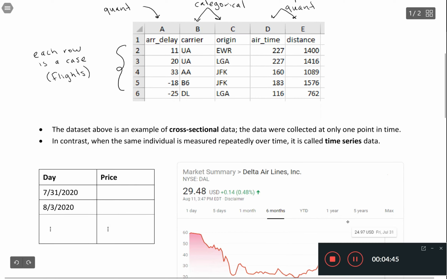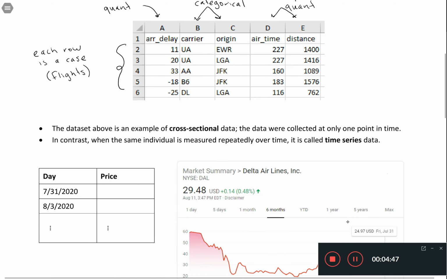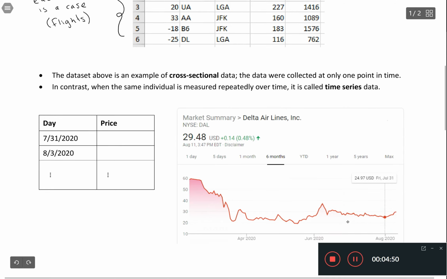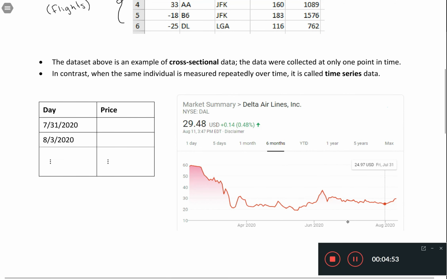In contrast, if we were to look at the same individual being measured repeatedly over time, that's called time series data. So here I have, this is looking at the stock prices for Delta. And so you can see kind of how this is set up. For every day, we're going to be looking at the stock price, seeing how it changes over time. So like Friday, July 31st, the price was $24.97. The next day that was a market day, July 31st is a Friday, so that next Monday the price was $25.20 and so on. We're looking to see how the prices change over time.